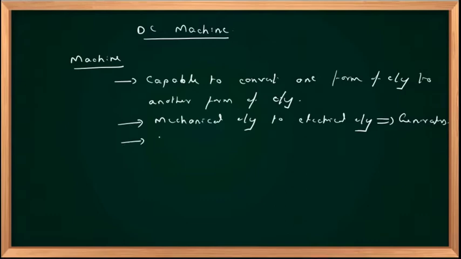And vice versa, if electrical energy is converted to mechanical energy, those types of machines are called motors, right? You know this. So a machine which is operating on DC, direct current, is called a DC machine. A machine which can be either a motor or a generator, which can operate on direct current, is called a DC machine. As simple as that.